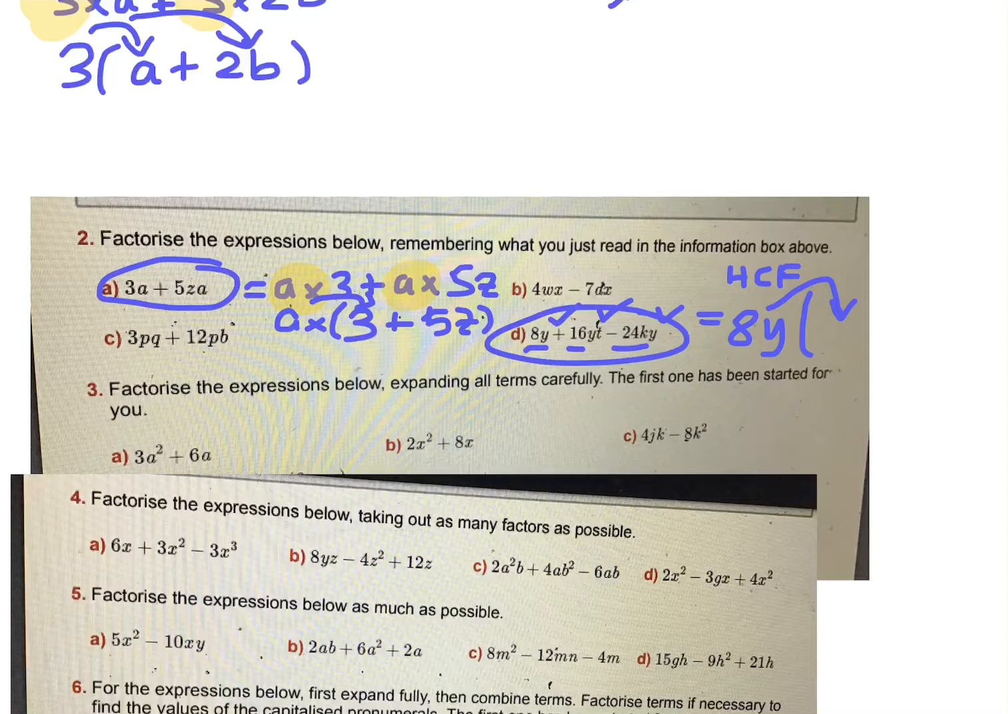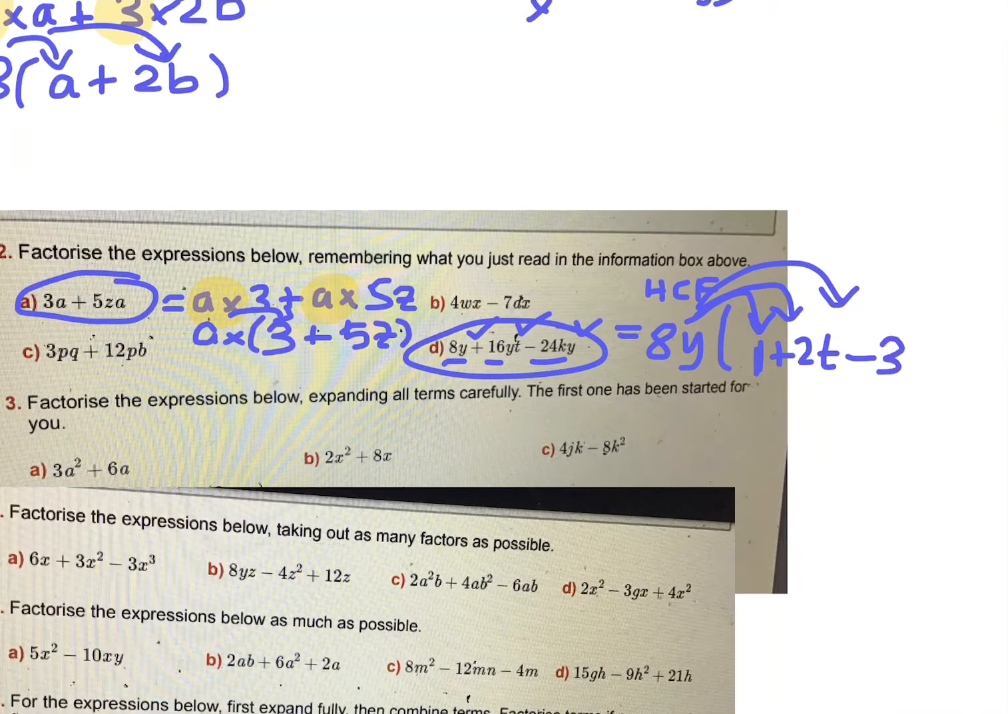Now, you can't put nothing there because 8y times nothing is nothing. So you need to put a 1. 8y times what is 16yt? 8y times 2 will be there. 8 times 2 is 16t. And 8y times what gives you minus 24yk? So 8 times 3, 3 8s are 24, 24k.